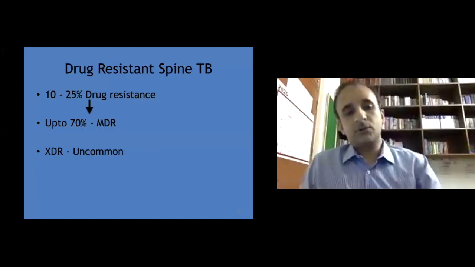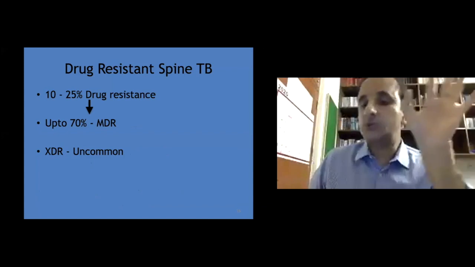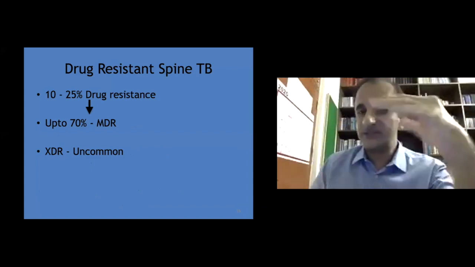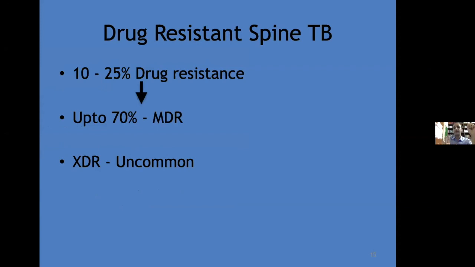Now, to quickly show you, about 10 to 25% of patients, which is a huge number, have some sort of resistance. Okay, either mono, MDR, XDR. Out of them, around 70% would be MDR. So just imagine if you have 100 patients, approximately 20 would be drug resistant. Okay, so out of 100 patients, 20 would be resistant to some drug. And out of 100, almost say 14 patients would be MDR.